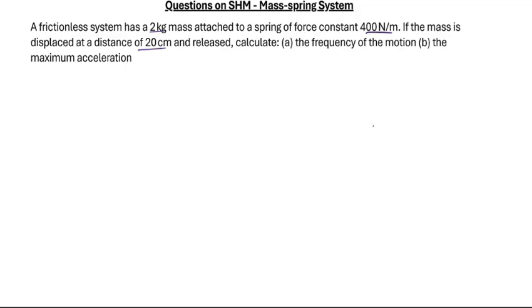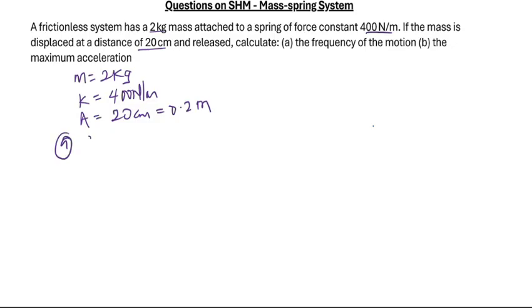Now let's take it one after the other. List all your parameters. Mass equals 2 kilogram. The spring constant, which is k, equals 400 newton per meter, and your mass displaced. Remember, the mass displaced is the maximum displacement, which is your amplitude, that is 20 centimeter. Converting this, we have 0.2 meter, and calculate the frequency.